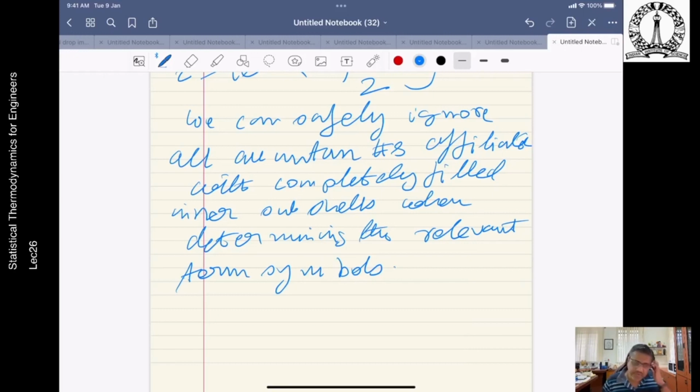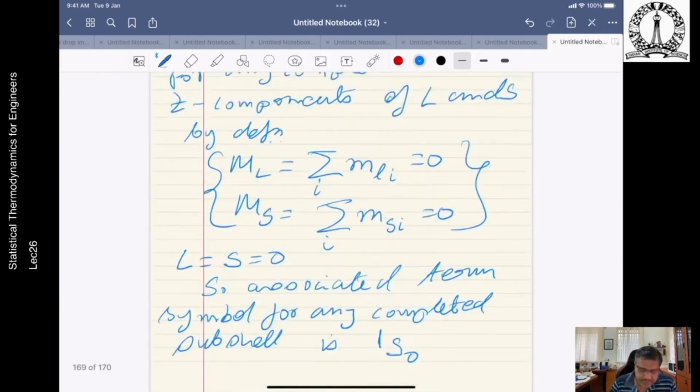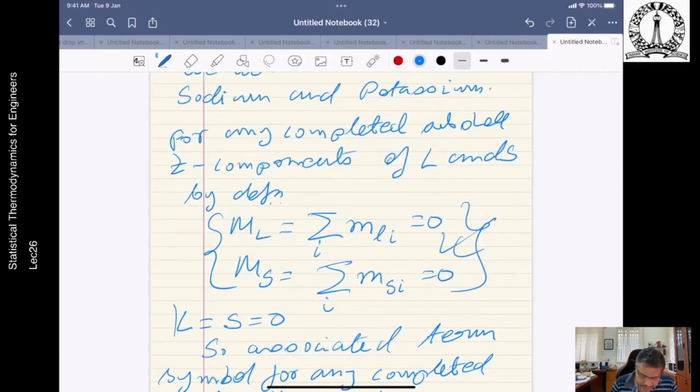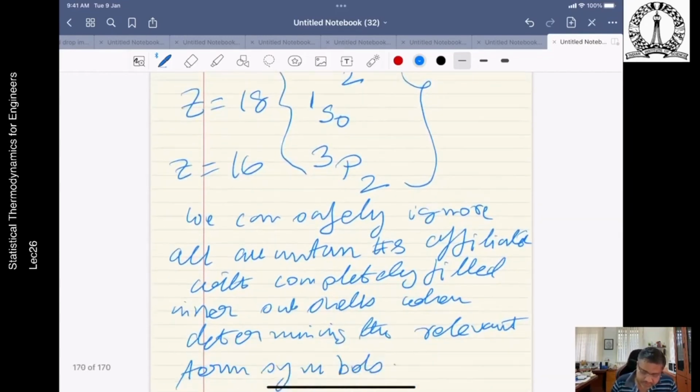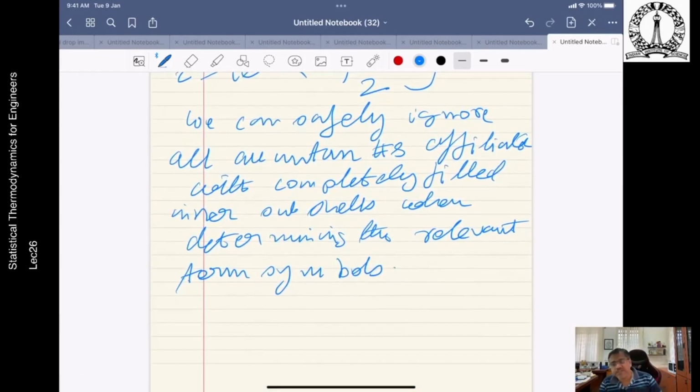In the next one, we will do the electronic energy levels and the degeneracy for atoms. But before that, just take a look that for any completed subshell this particular relationship is valid, which leads to L equal to S equal to 0. That means you don't need to consider those filled inner shells when you determine the relevant term symbols. So in the next class, we will take a look at the electronic energy levels and the degeneracy for atoms, and we will take it forward from there.